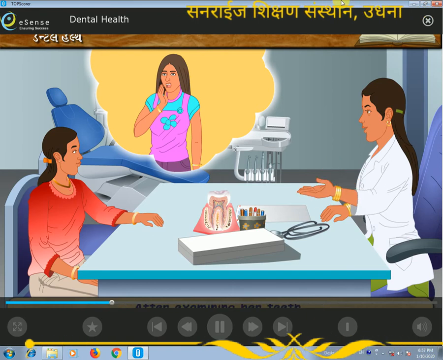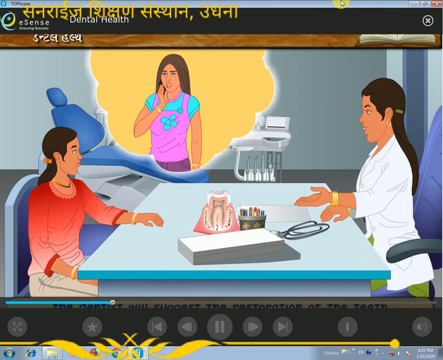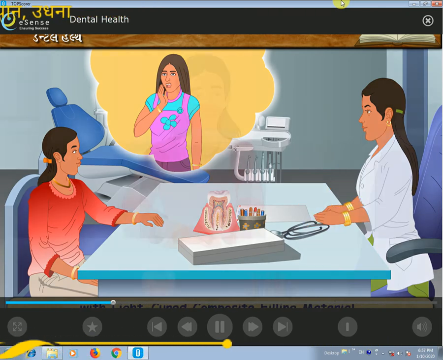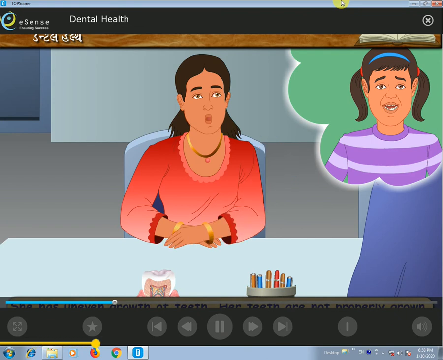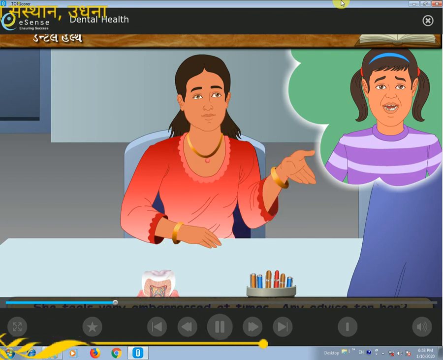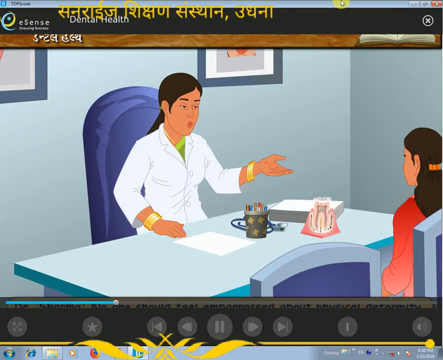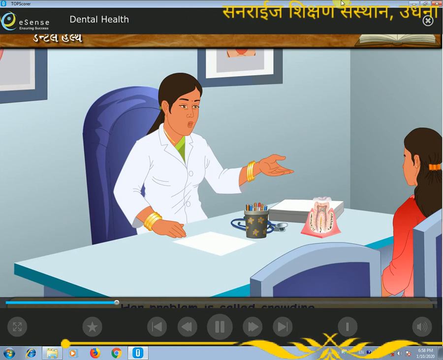Can I ask you a few questions about my friend's dental problems? Oh, sure, dear. Pooja, one of my classmates, slipped off a staircase and she had some fractured teeth. What should she do? Well, she needs to consult a dentist. After examining her teeth, the dentist will suggest the restoration of the teeth with light cured composite filling material.